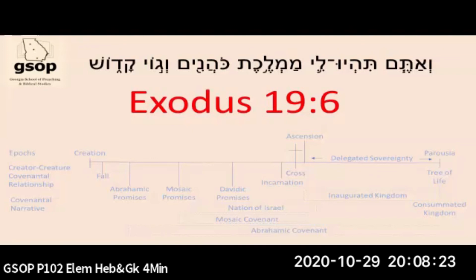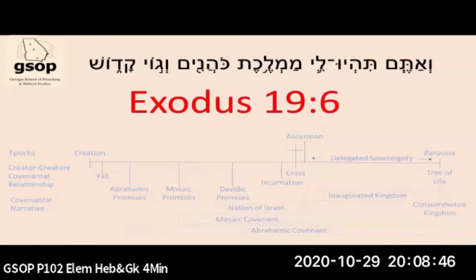Is this God speaking to Moses? Moses went up to God, and the Lord called to him, saying, "Thus you shall say." So this is God speaking to Moses. And verse 6, "And you shall be to me a kingdom of priests and a holy nation. These are the words that you shall speak to the sons of Israel."